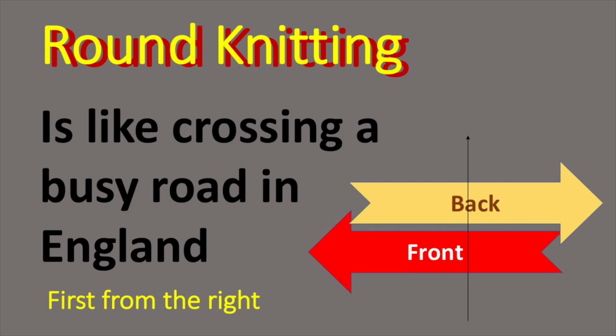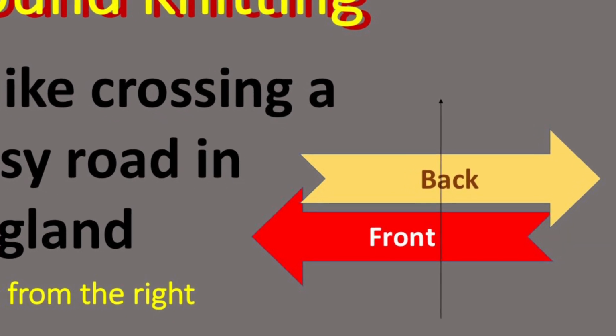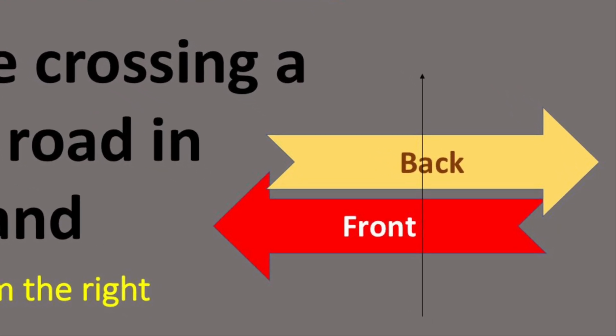One other thing to remember is when round knitting, then it's like crossing the road in England. The front comes from the right first and the back comes from the left second.